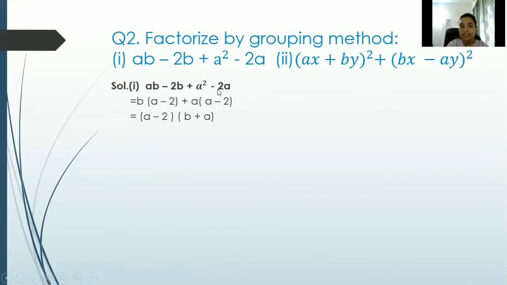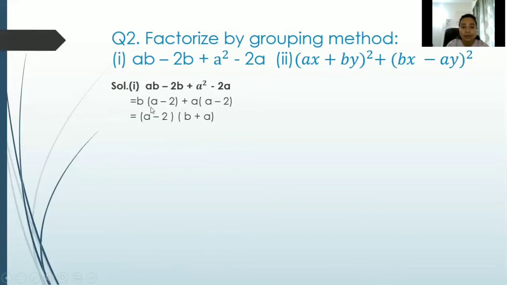From A square to A, both have A, but one has the power 2 and the other has power 1. Always the lower power, 1, will go out. If A is out, from here 1 power is out and 1 will be inside: A to the power 1. A is inside. Minus A is out means A is divided from 2A, then 2 is left. Right?